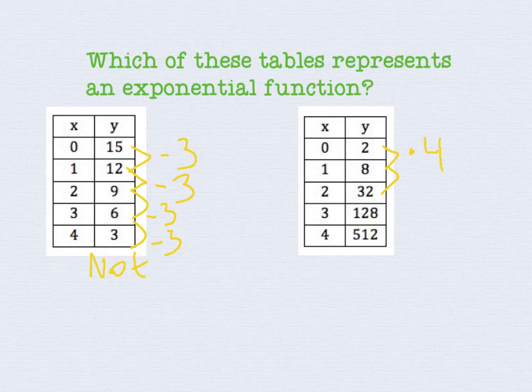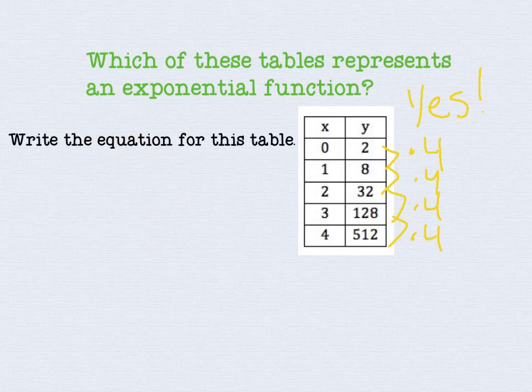Does this change hold with the rest of the table? 8 times 4 is 32. 32 times 4, yep, 128. So it looks like the change in the second table is multiplying by 4. And I know that in an exponential function, my change is multiply. So this one is the exponential function.